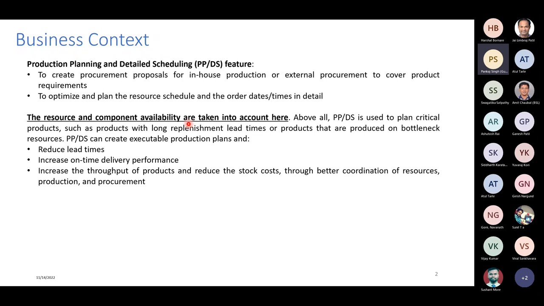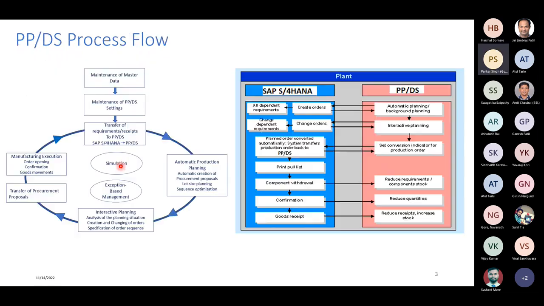It means when we create a planned order, we do see whether the component is available or not, and whether the corresponding work centers have the capacity or not. So that's the major difference, which is different from the normal MRP, etc. that we have been doing. Okay, so we'll go to the next.